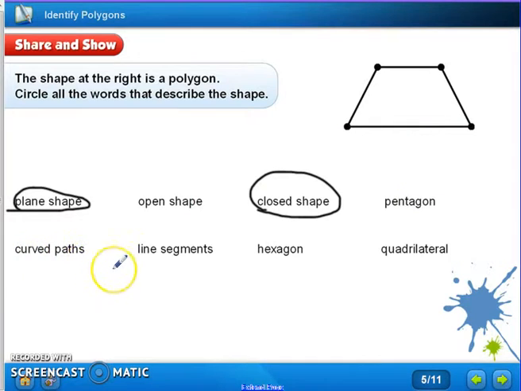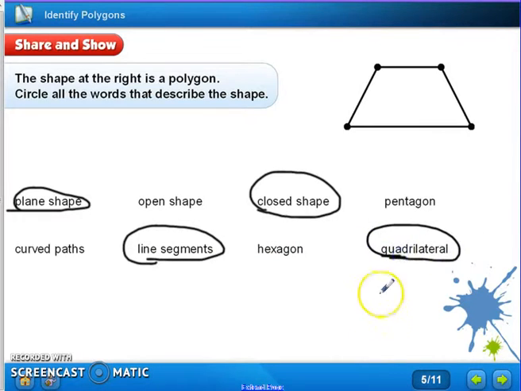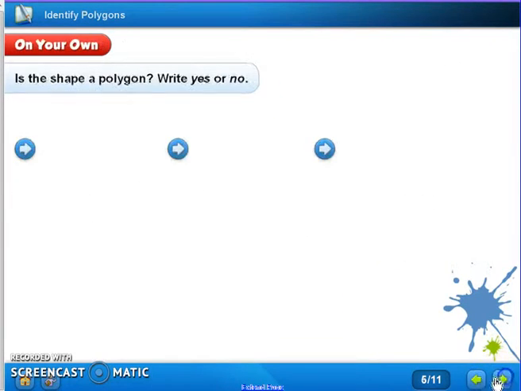Does it have curved paths? Nope. It is made of straight lines or line segments? Yes, it is. Is it a hexagon? Hexagons have 6 sides, so no, it is not. Is it a quadrilateral? Oh, I know that quad means 4. So yes, this shape is a quadrilateral. Great job. Let's try another.